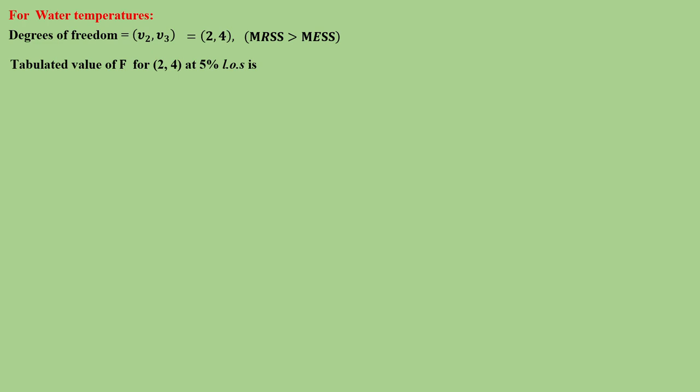Similarly for the water temperature, degrees of freedom V2, V3: 2, 4. So at 2, 4, 5% level, FT is equal to 6.94. So compare FR and FT. FR is less than FT, therefore null hypothesis H naught 2 is accepted. Thanks.